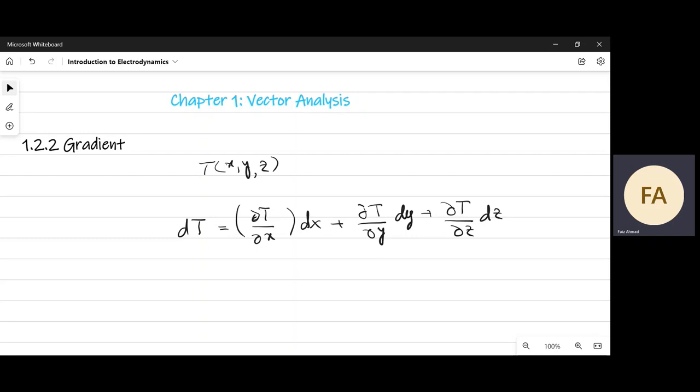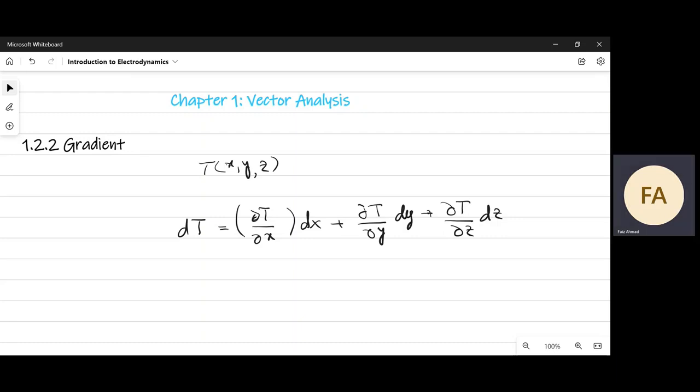So it says if you want the change in temperature in any direction, you need only three derivatives with respect to x, y, and z, and it will give the change in the temperature in the required direction or at the required point. So this is a good theorem in the sense that we only need three derivatives to find the change in temperature in any direction.